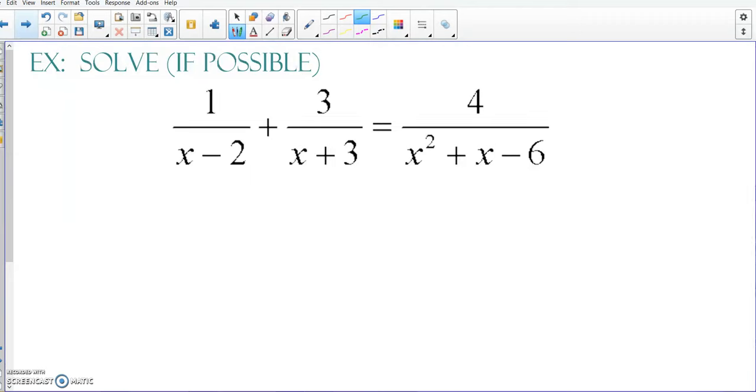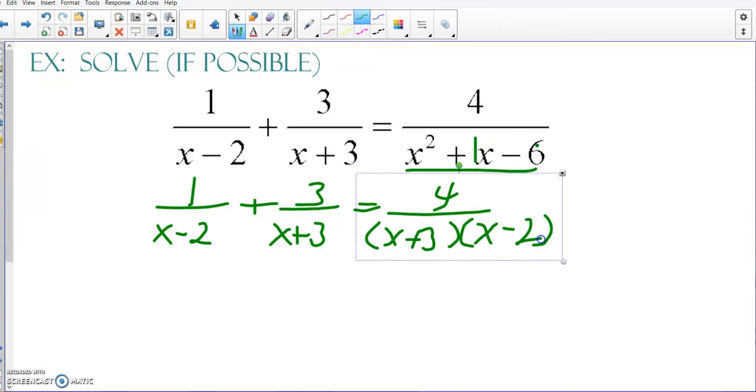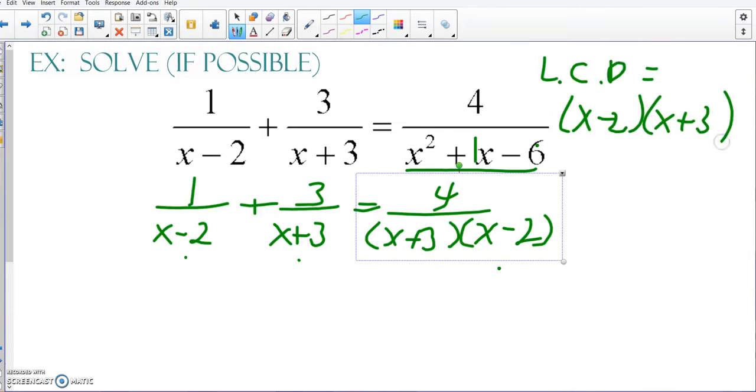So this example, again, I notice in step 1 we have something that can be factored. So I'm going to rewrite the problem: 1 over x minus 2 plus 3 over x plus 3 equals 4 over, well, two numbers that multiply to be negative 6 and combine to be 1, x plus 3, x minus 2. This is awesome. This fraction has an x minus 2, this fraction has an x plus 3, and this fraction has an x plus 3 and an x minus 2, which leads me to think my least common denominator is that each fraction needs an x minus 2 and an x plus 3.